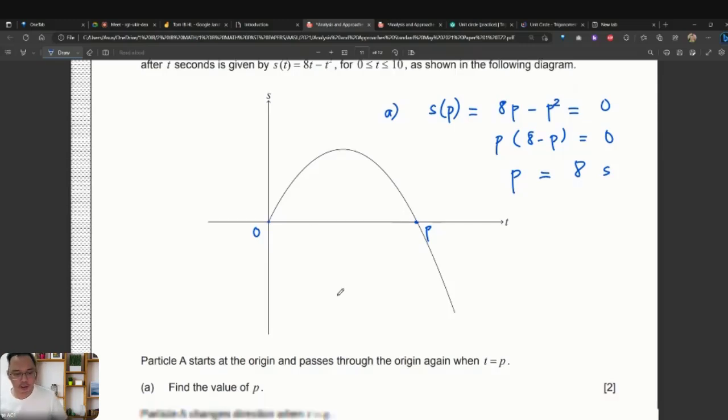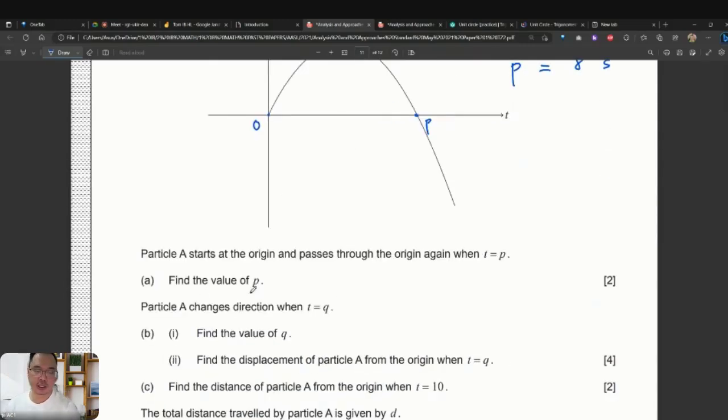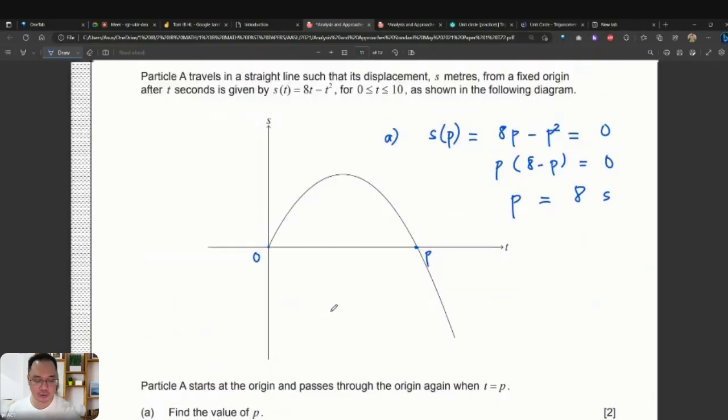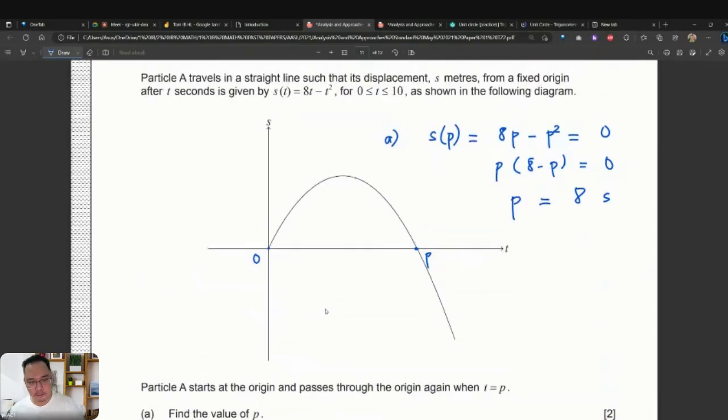Value p, done. Question B, the particle changes direction when the time equals q. Change direction. Here, at the top here. It's the distance, and the derivative of this position function is the velocity. And therefore, at the top, the tangent of this graph is 0, which means the velocity changes from positive on the left here to negative on the right here. Okay. So Q is at the top of this parabola.